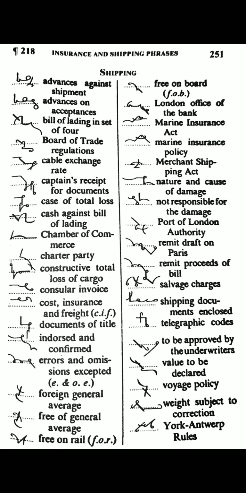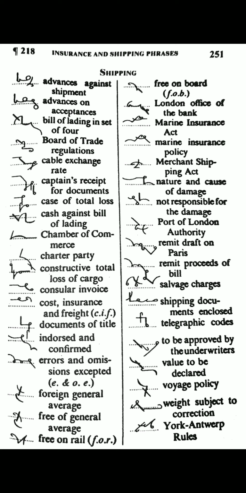Advances against shipment. D with V hook above the line and double S circle, disjoined downward with M and T. Advances on acceptances. D above the line with V hook N double S circle for advances, and K S circle P N double S circle for acceptances.